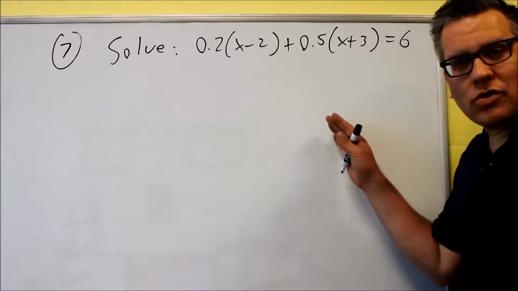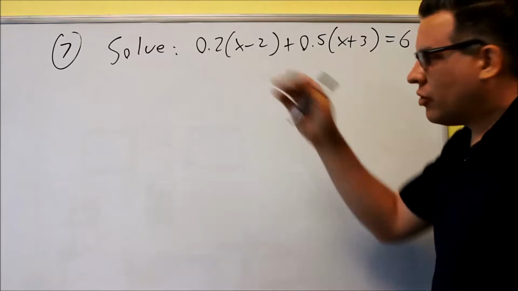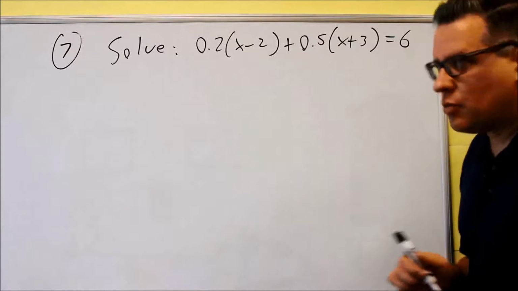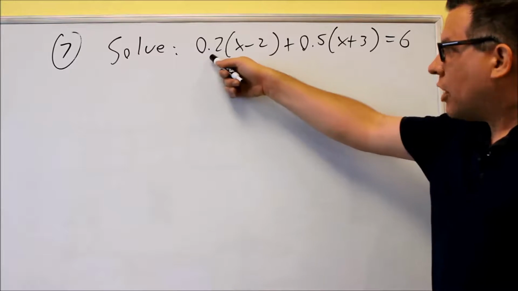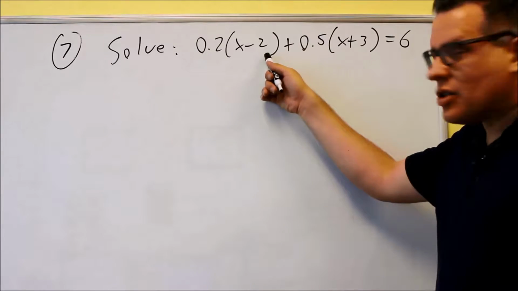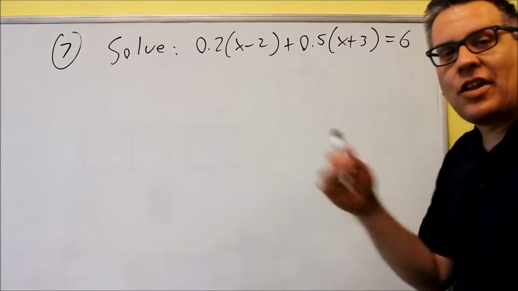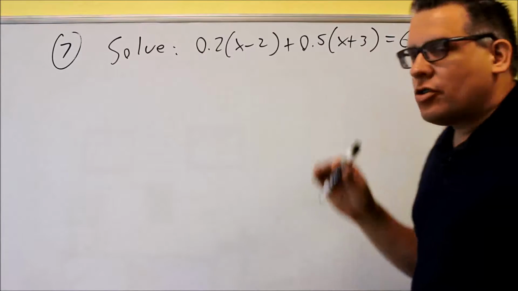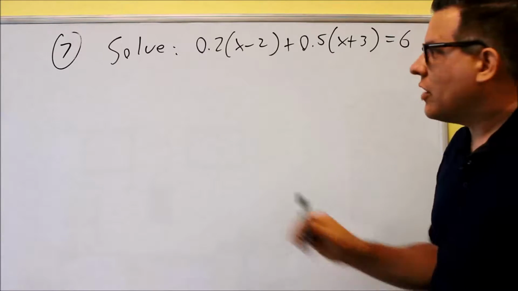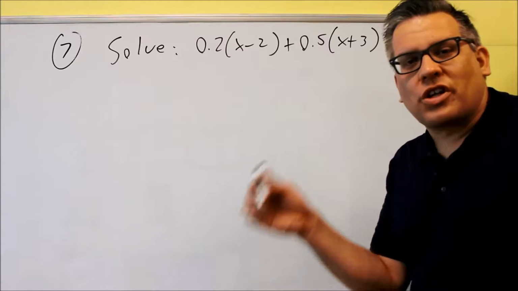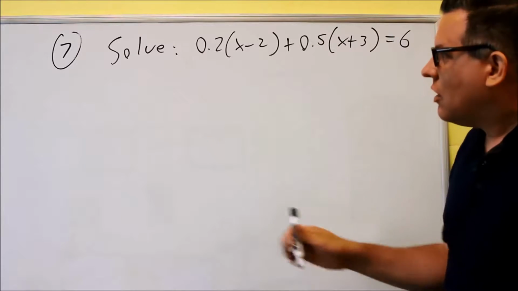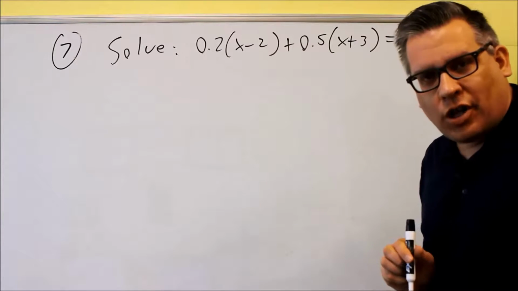This problem involves decimals. There are a couple different ways you could approach it. If you don't mind working with decimals, you can just multiply 0.2 times each thing inside and multiply 0.5, add the like terms, solve for x, and do it that way. However, I'm going to show you another way. Instead of dealing with decimals, because a lot of times it's really easy to make a mistake, especially when you're adding or subtracting decimals, I want to eliminate them altogether.